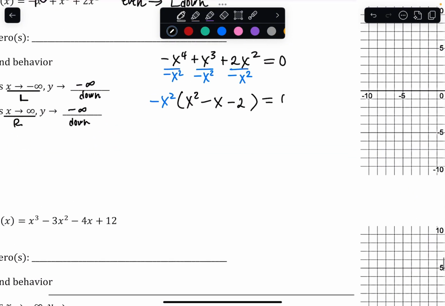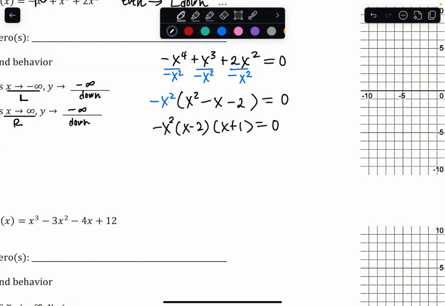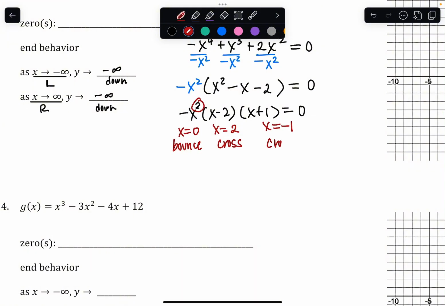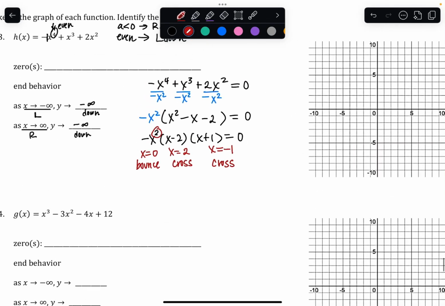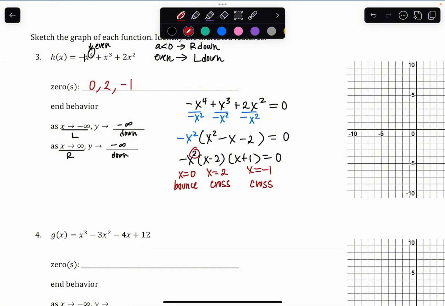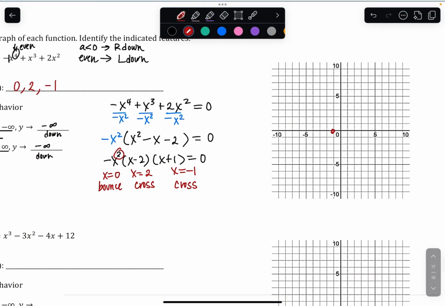Okay, and so that's just a quadratic that factors to x minus 2, x plus 1. Still have this -x squared here. And so here's our factored form. That's going to lead us to x equals 0. And because we have a multiplicity of 2, it's going to bounce. We have x equals 2, which is just going to cross, only appears 1 time. And we have x equals -1, which is also going to cross. Okay, and so the zeros are 0, 2, -1. So -1, 0, and 2.